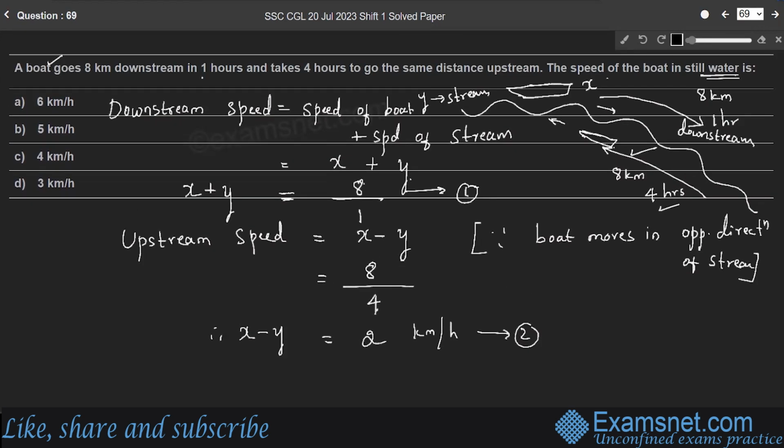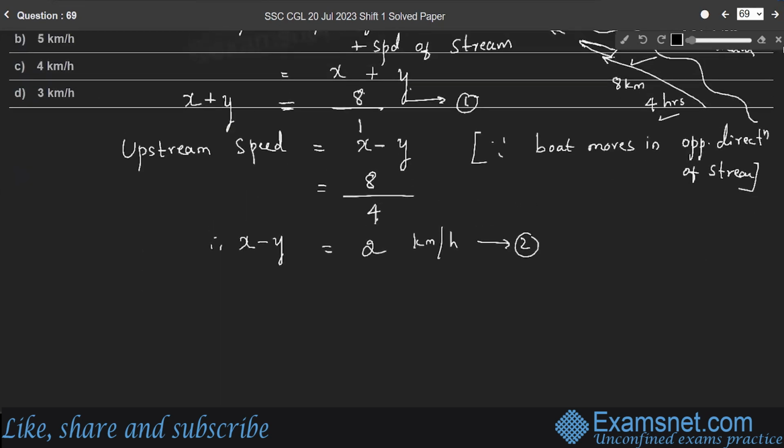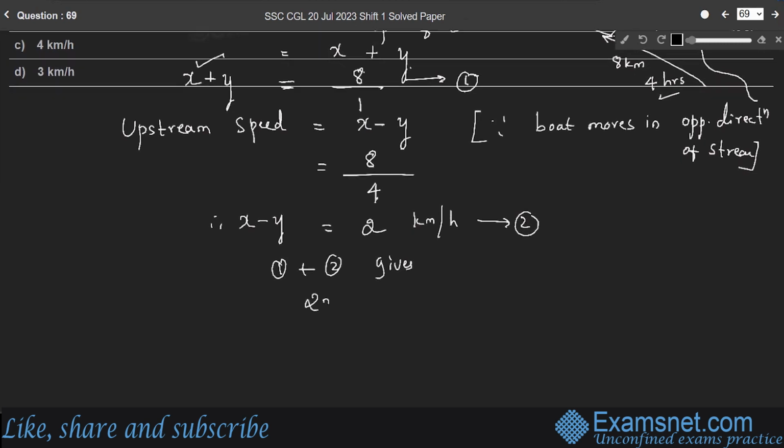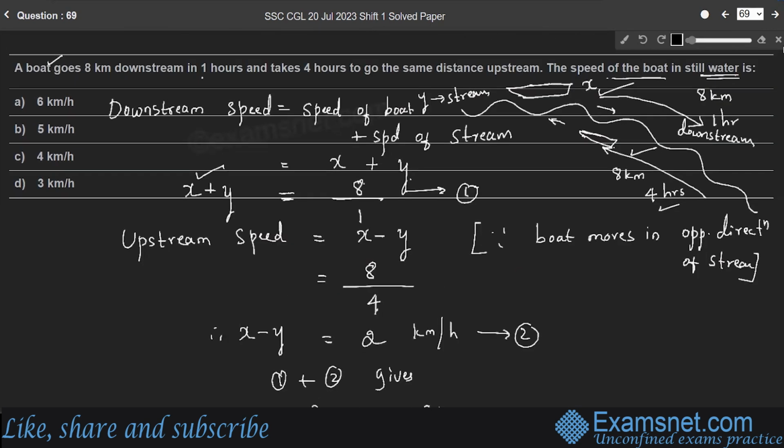So what is asked in the question? Speed of the boat in still water, which is x. X is the speed of the boat in still water. So here 1 plus 2 gives, because we need the value of x, LHS becomes 2x is equal to 8 plus 2. X is equal to 10 by 2, which is 5 kilometers per hour. Right? Here x is the speed of the boat in still water. Therefore, option B is the right answer.